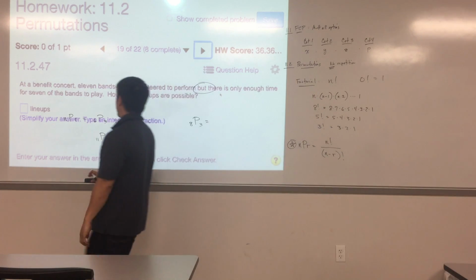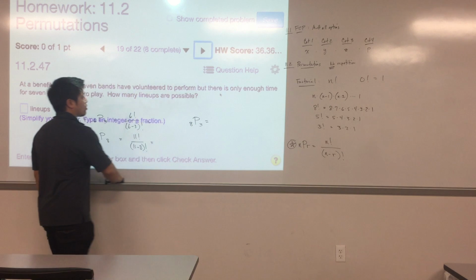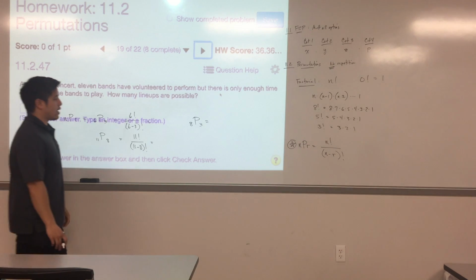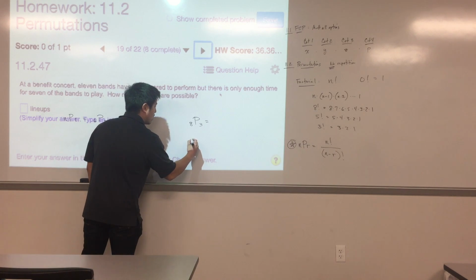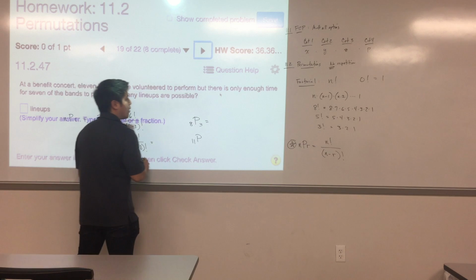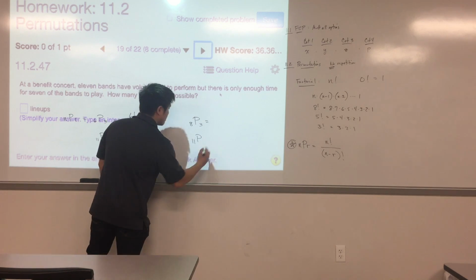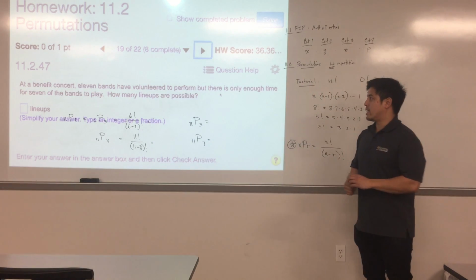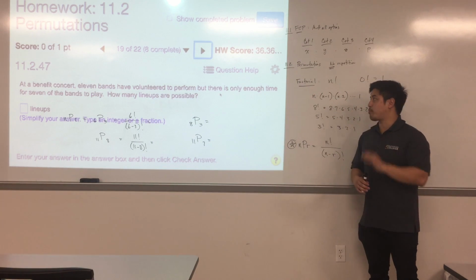At a benefit concert, 11 bands have volunteered to perform, but there is only enough time for 7 of the bands to play. How many lineups are possible? Okay, what's our n? 11. We don't want to have repetition in the bands. How many can get to play? 7. Okay. Now, at the very end of this section is a tricky problem.